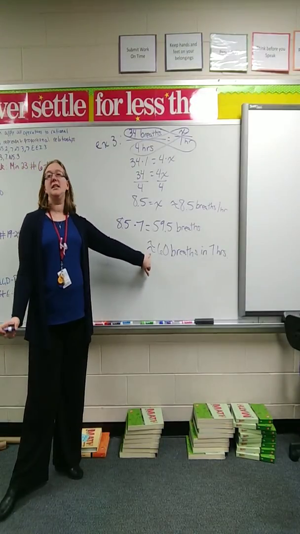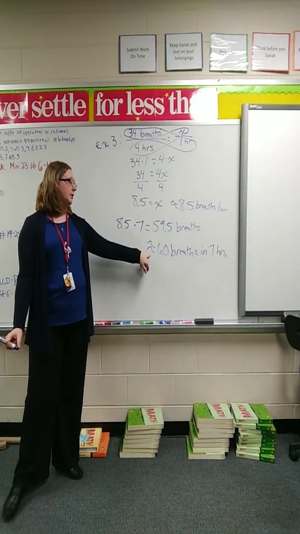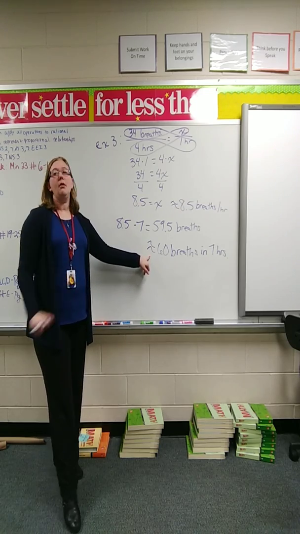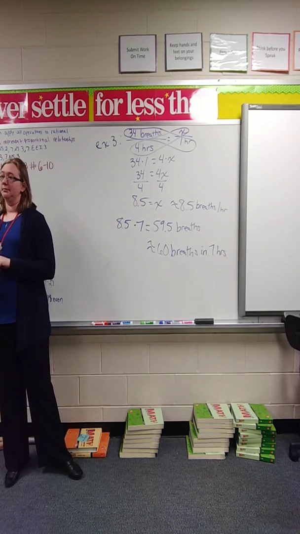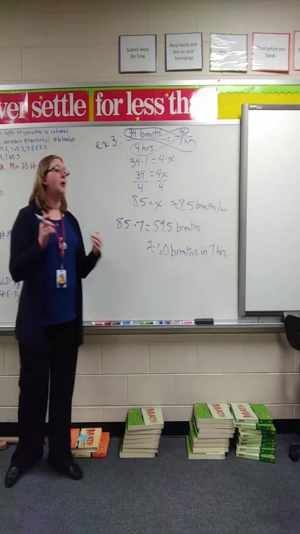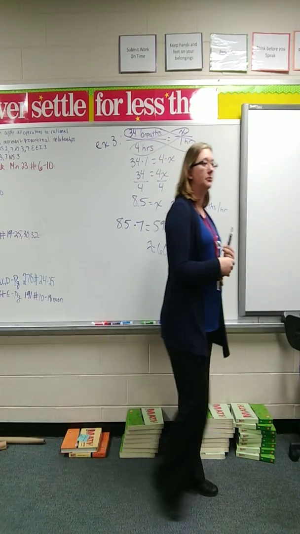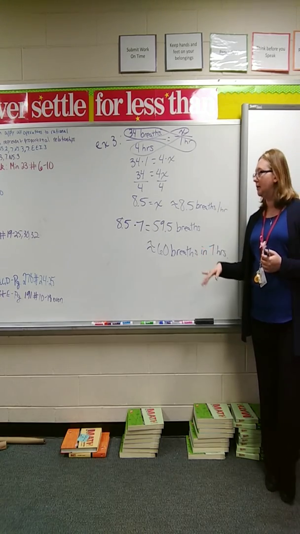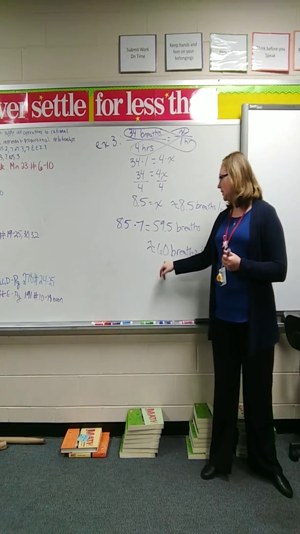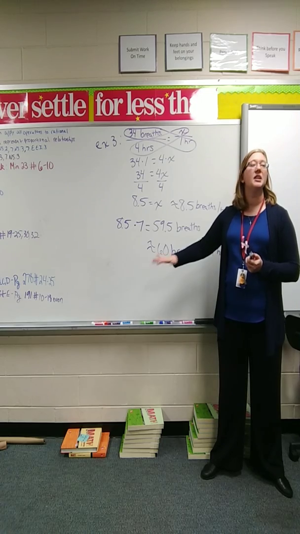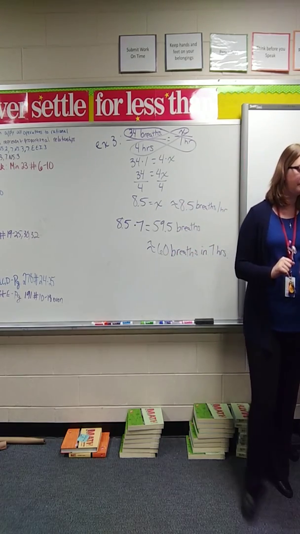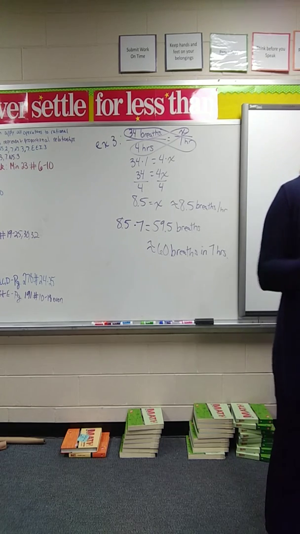What does this squiggly sign here mean? I wrote it in a couple different places. What does that mean? Okay, that means approximately. Okay? Approximately means that we rounded. Okay. If we are rounding, it's not going to be exactly 60. It's going to be about 60. Okay? Approximately 60.